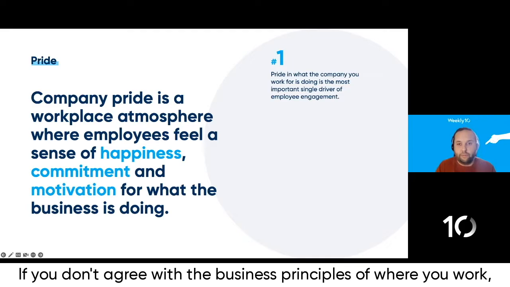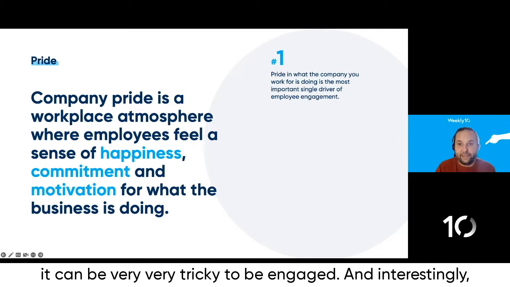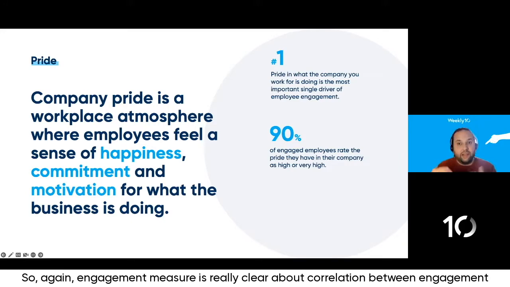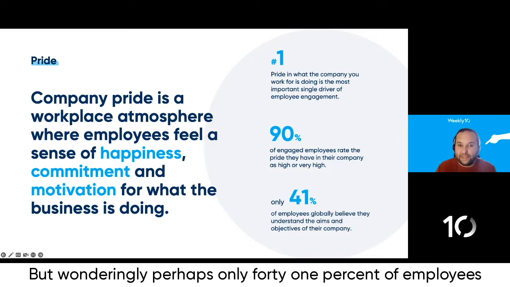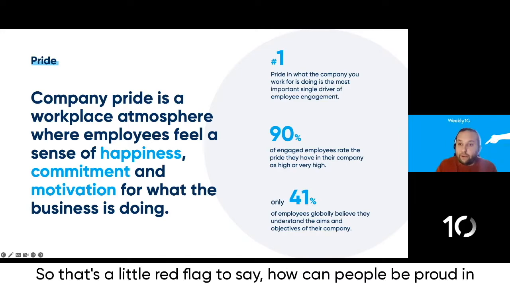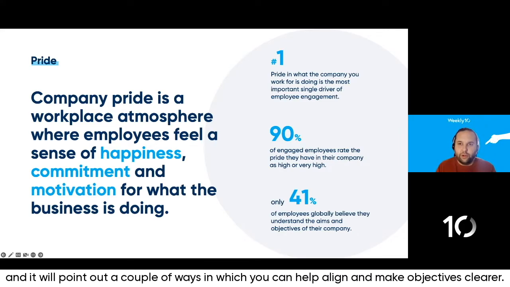If you don't agree with the business principles of where you work, if you do not agree with the direction your business is going in, it can be very, very tricky to be engaged. And interestingly, 90% of engaged employees rate the pride that they have in their company as high or very high. So again, that engagement measure is really clear, that correlation between engagement and how proud people are. But worryingly, perhaps only 41% of employees globally believe they really understand the aims and objectives of their company. So that's a little red flag to say, how can people be proud in what they're doing and what their business is doing if they're not really clear on that? And in a little while, when we talk about interventions, Andy will point out a couple of ways in which you can help align and make objectives clearer.